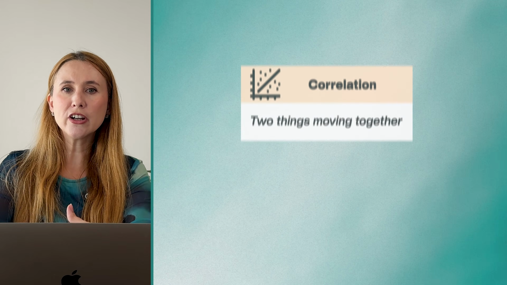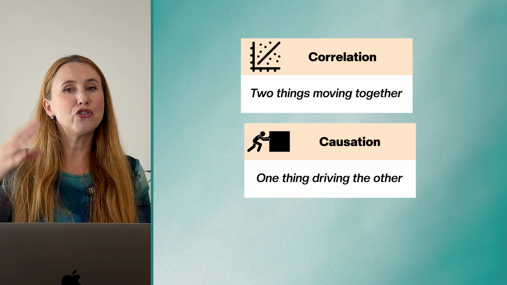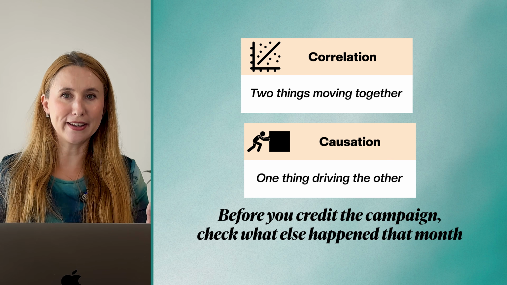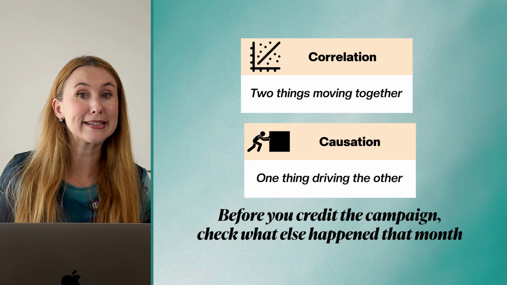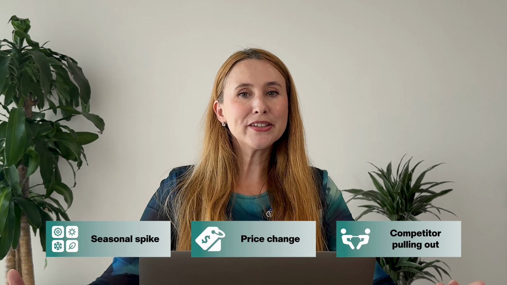Revenue went up by 20% the same month you launched the campaign. That doesn't mean that the campaign caused the increase. Correlation is 2 things moving together, while causation is 1 thing driving the other. Before you credit the campaign, check what else happened that month. Was there a seasonal spike, a price change, a competitor pulling out? Look at the trend before the campaign launched. If revenue was already climbing, the campaign didn't start anything, it just happened to land on top of that.